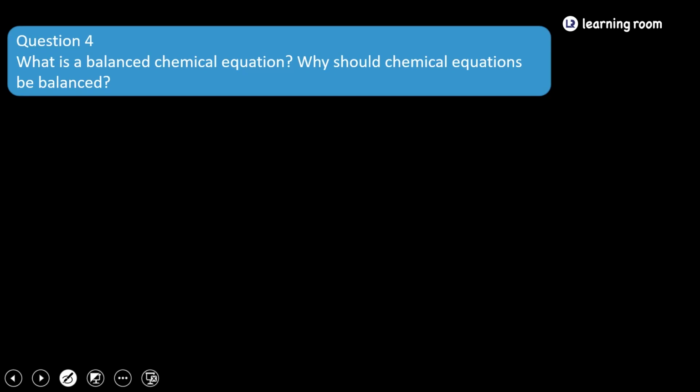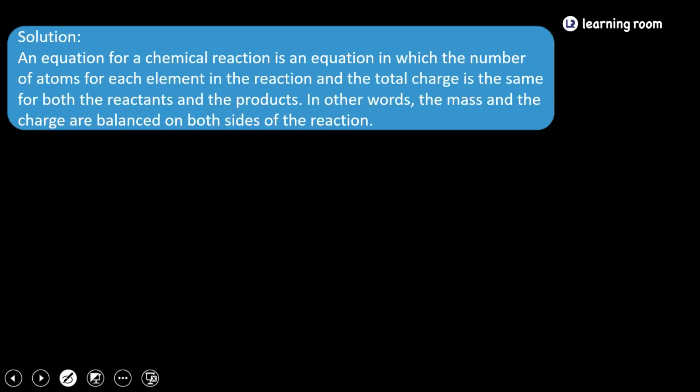Then only you can know how many moles are involved in that reaction and how much it converted. So many things we can talk about in chemical reactions. A balanced chemical equation is one in which the number of atoms of each element in the reaction, and the total charge, is the same for both the reactants and products. So the mass and the charge are balanced on both sides of the reaction. So based on what? The law of mass conservation.